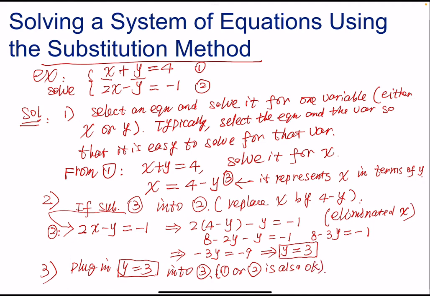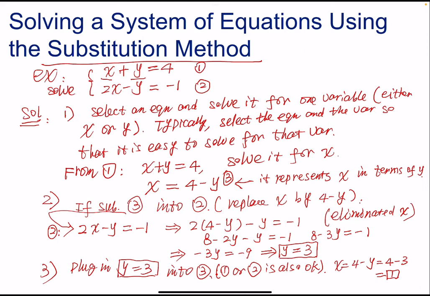Okay, but because we already represent x in terms of y, and we know the value of y, in equation 3, it appears that if we substitute y equals 3 into equation 3, it might be a little bit easier as far as the calculation. So because x equal to 4 minus y, that's equation 3, so 4 minus 3, this gives me 1. So we found x equal to 1 and y equal to 3.